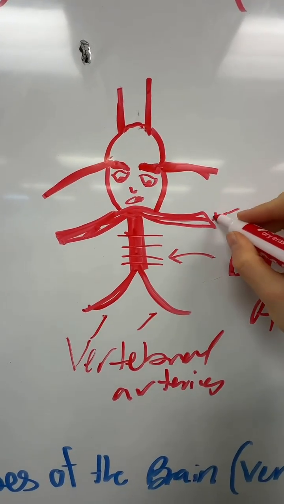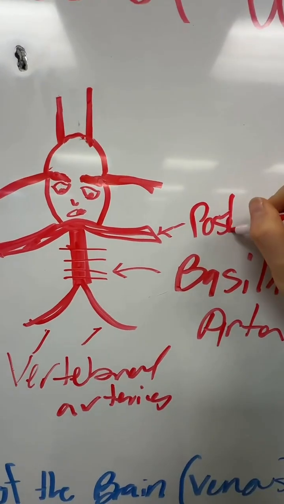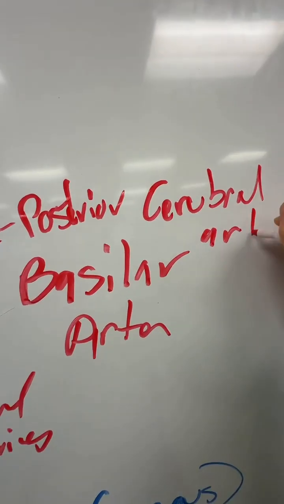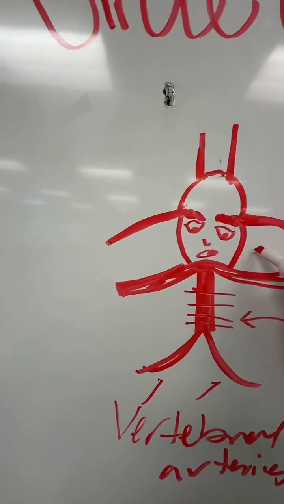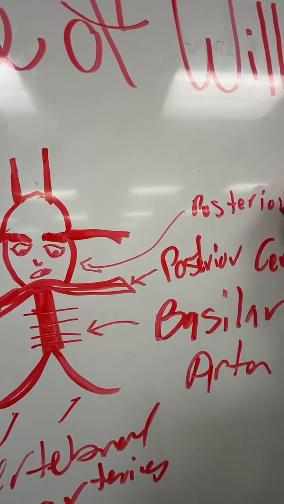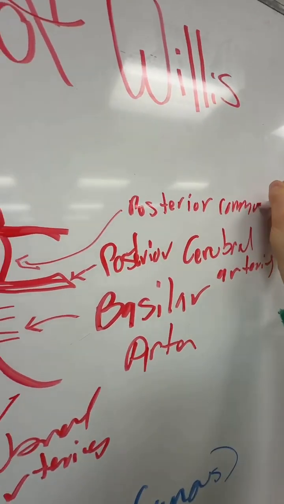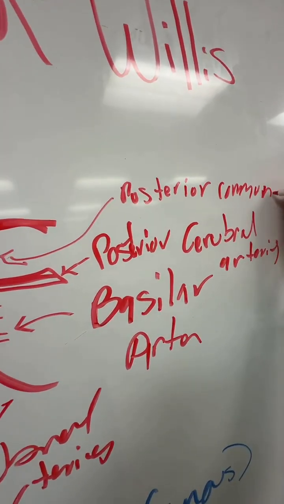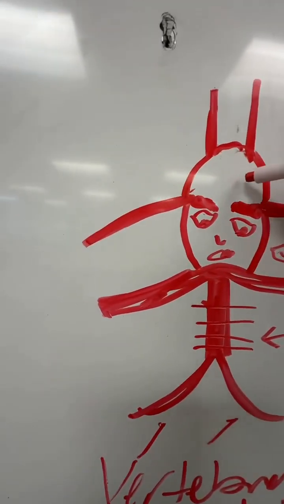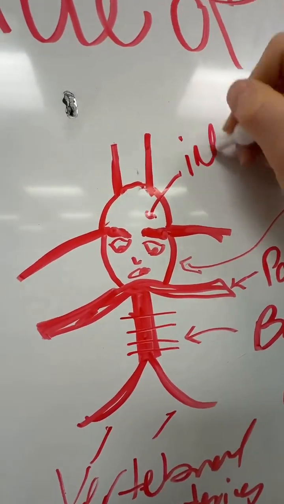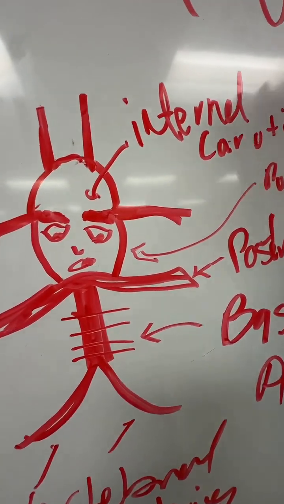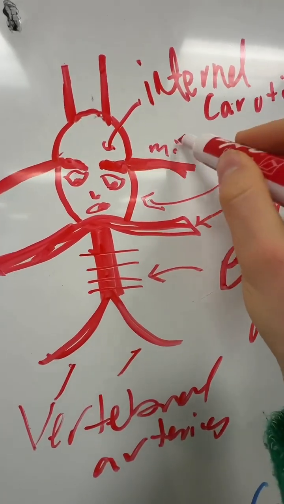these posterior cerebral arteries, this posterior communicating, and these eyebrows are actually the internal carotid. And this is the middle cerebral.